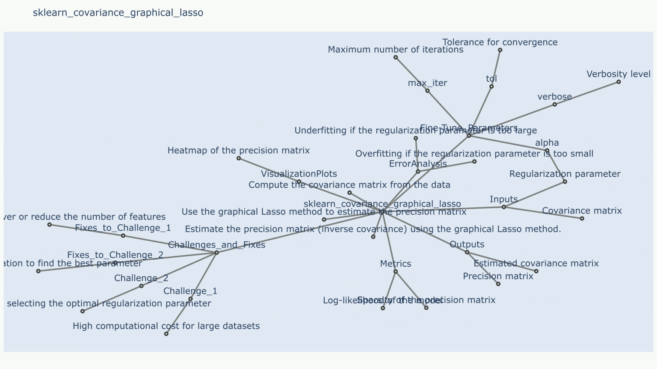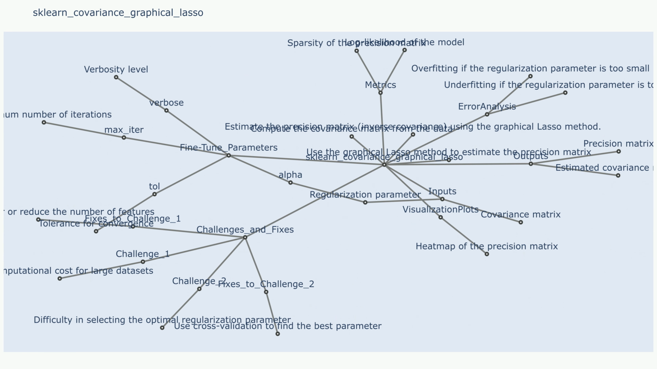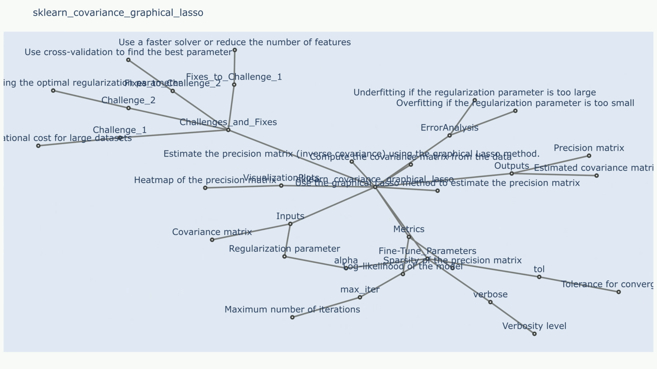Metrics. Metric 1. Explain in detail. The most commonly used metric to assess the performance of graphical lasso is the log likelihood of the estimated covariance matrix on the data. Metric 2. Explain in detail. The sparsity of the estimated precision matrix can be measured by the number of non-zero entries.